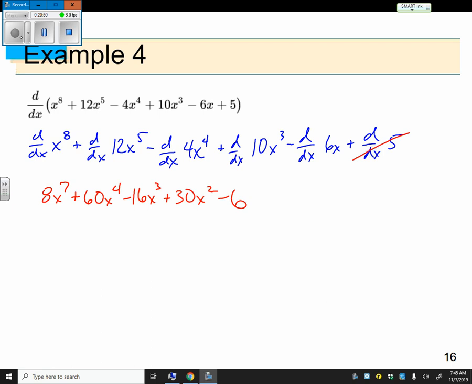Notice I didn't bring this 4 out in front, all right? So we're going to get maybe quicker and quicker ways. And you probably won't see me write d over dx in front of every term anymore. I kind of understand that this d over dx is going to distribute all the way through, and I'm going to take the limit or the derivative of each term in a polynomial. Okay, so we're clear on that.